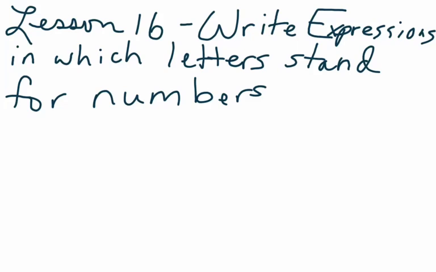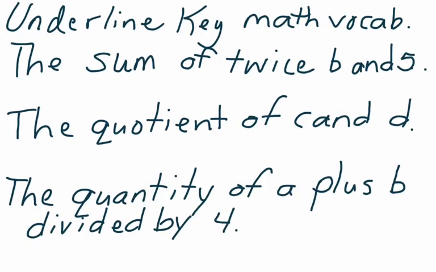Good morning. Today we are going to be working on lesson 16, which is write expressions in which letters stand for numbers. And today you're going to be writing algebraic expressions that record all operations with numbers and letters standing for the numbers. Okay. So we're going to start by looking at these next couple of problems and underlining the key math vocabulary. Okay, so the first example says, the sum of twice b and 5.